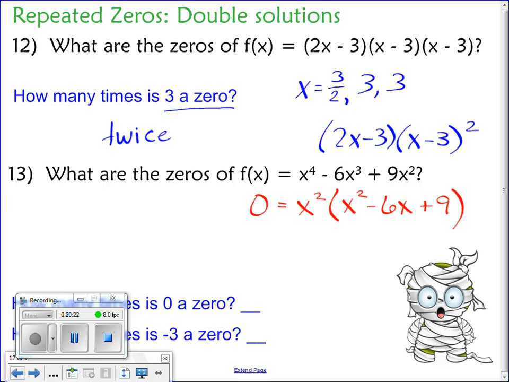Does that factor further? Yep. What are your signs? Good. Both minus. The last one's positive, so they're the same. Both minuses. All right? Okay. Good. It's 3 and 3.